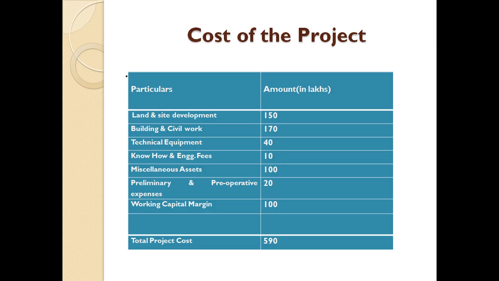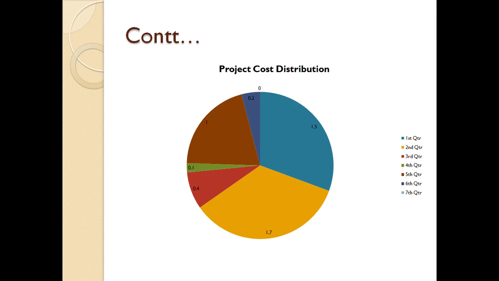This first table shows the total cost of the project and also the subdivision of this cost to different processes and working units. The total cost of the project is 590 lakh rupees, and this is allocated to different processes which involve land and site development, building and civil work, technical equipment, know-how and engineering fees, miscellaneous assets, preliminary and pre-operative expenses, and working capital margin. This is the graphical representation of the distribution of the total cost.